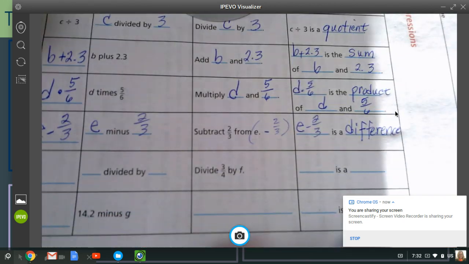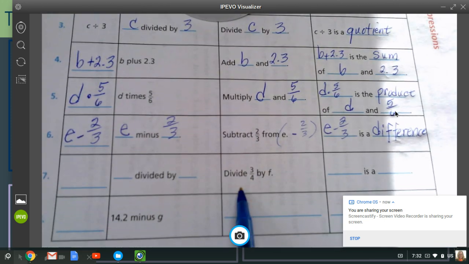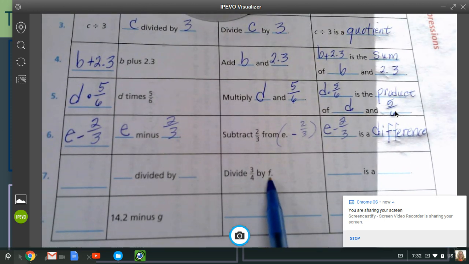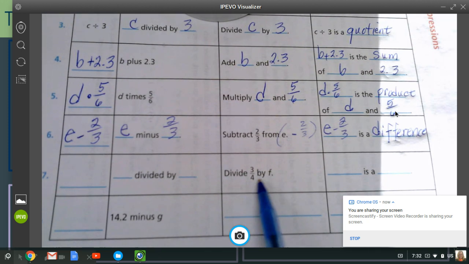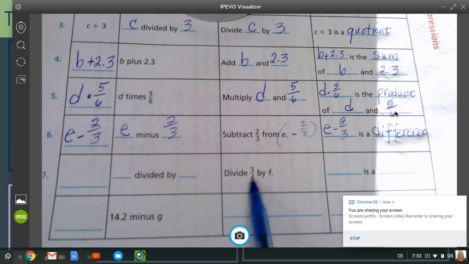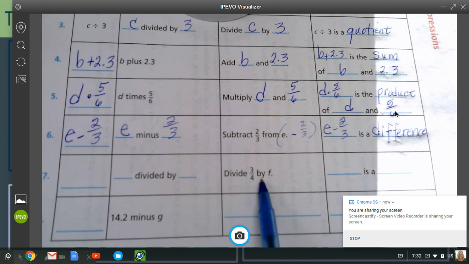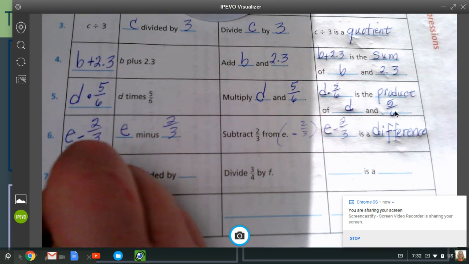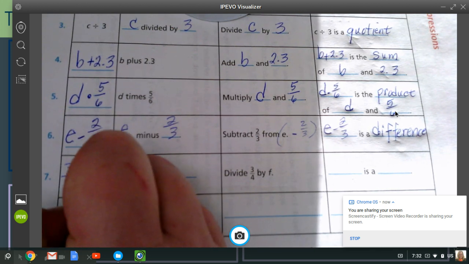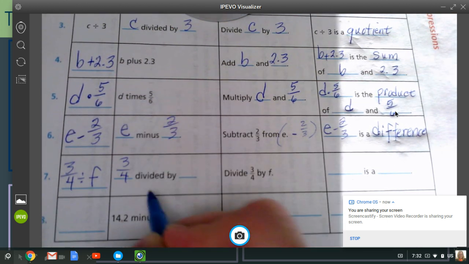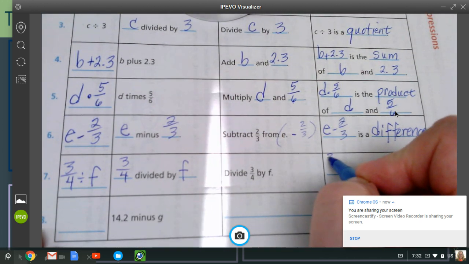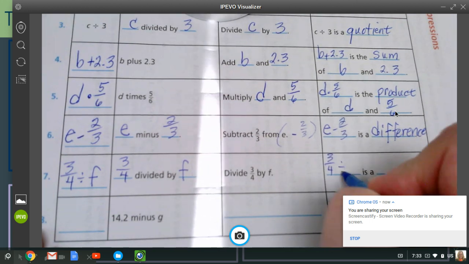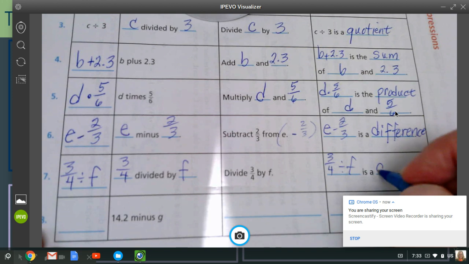Number 7, we have to look here. So it says divide 3/4 by f. Now if you think about that, I think it's going to stay in the same order, right? Divide 3/4 by f. So the division sign would just take that place. So back here, it's just 3/4 divided by f. What is the answer called? Quotient.